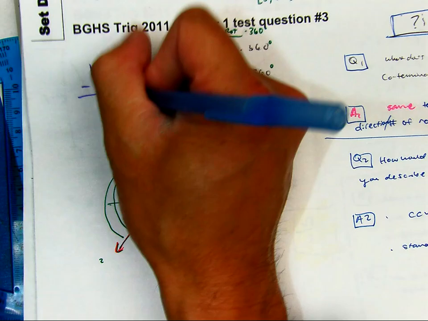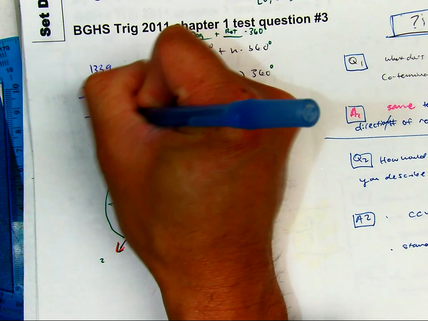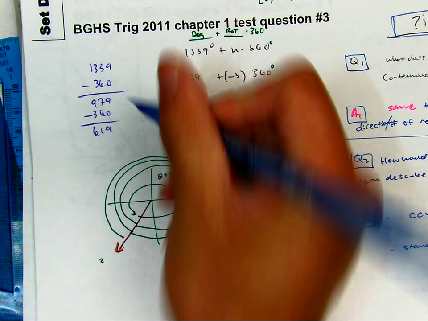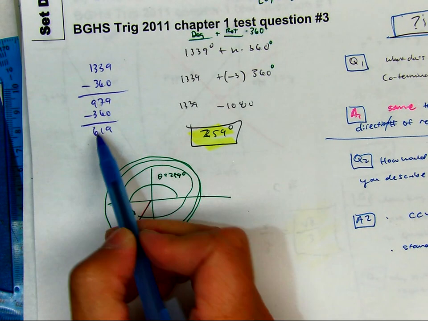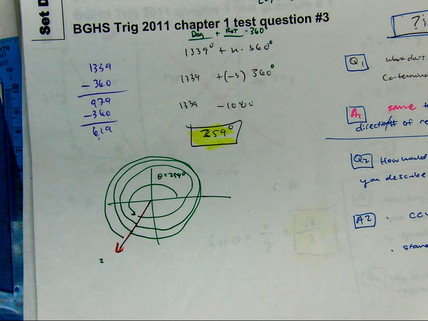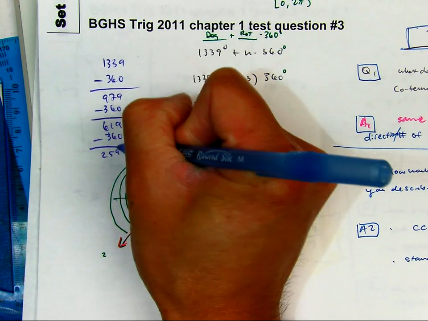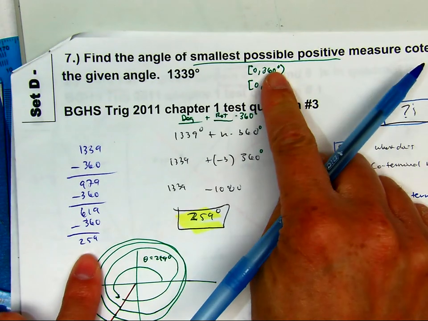I get 979. So if you subtract 360 again, I get 619. So again, this number is not between 0 and 360. And I get 259. 259 is between 0 and 360.